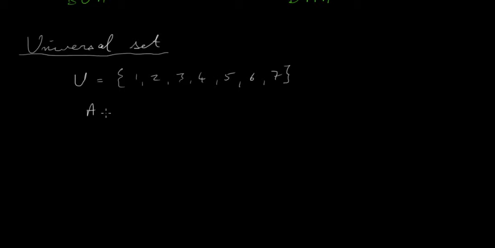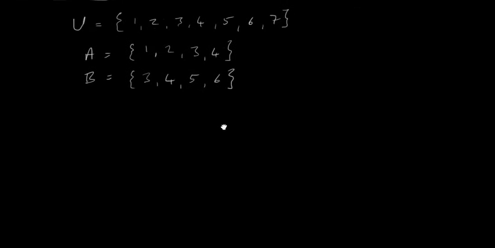So let's talk about a set A then and a set B. Set A, let's say, contains the elements 1, 2, 3, 4. And let's say the set B contains the elements 3, 4, 5, and 6. Okay. So in this particular question, these are all the numbers that we're talking about, 1 up to 7 inclusive. Set A contains these elements, and set B contains these elements here. So let's represent these using a Venn diagram.